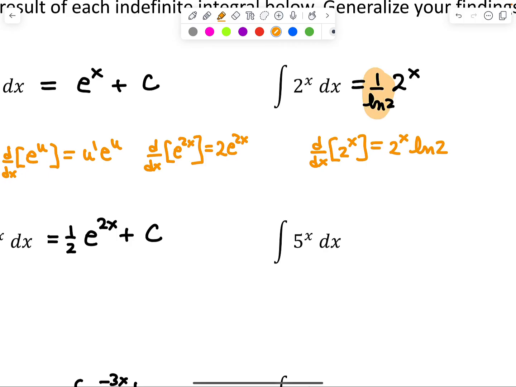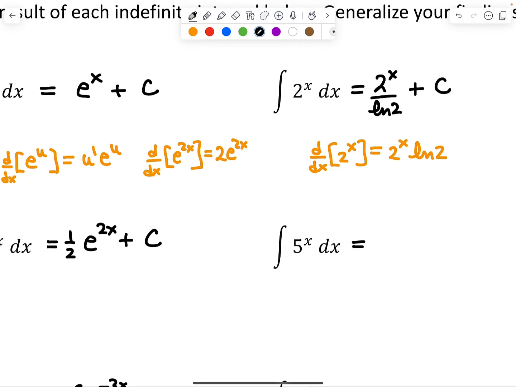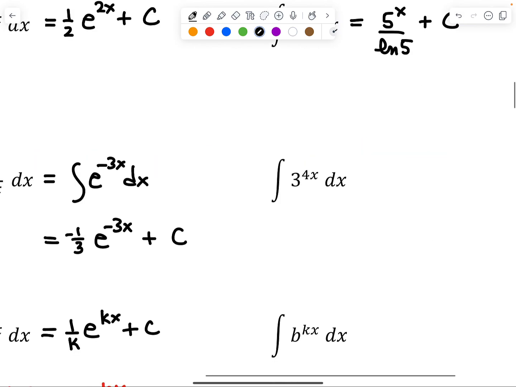Because this is just a constant, when we differentiate 2 to the x, it is itself times natural log of 2. So this coefficient would become a 1, and we would just have 2 to the x again. Now you can also write this one with the 2 to the x in the numerator: 2 to the x divided by natural log 2, and then plus c, of course. Following the same pattern, the antiderivative of 5 to the x will be itself, but instead of multiplying by natural log of 5, which is what we would do for differentiation, we would divide by natural log of 5 and then plus c.